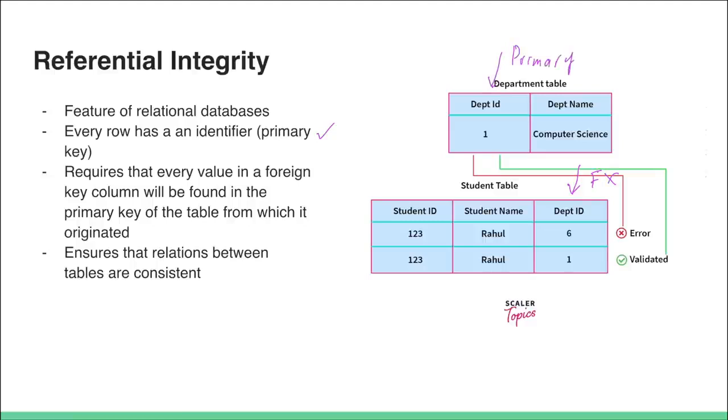Now, what referential integrity means is that all of these department IDs will be found in our department table. As we can see right here, the foreign key, the ID of 6, is not in the department table, so we get an error, but the ID of 1 is in the department table, so that is valid, and that follows the principle of referential integrity. This ensures that relations between tables are consistent, so basically they are all connected in a logical manner.